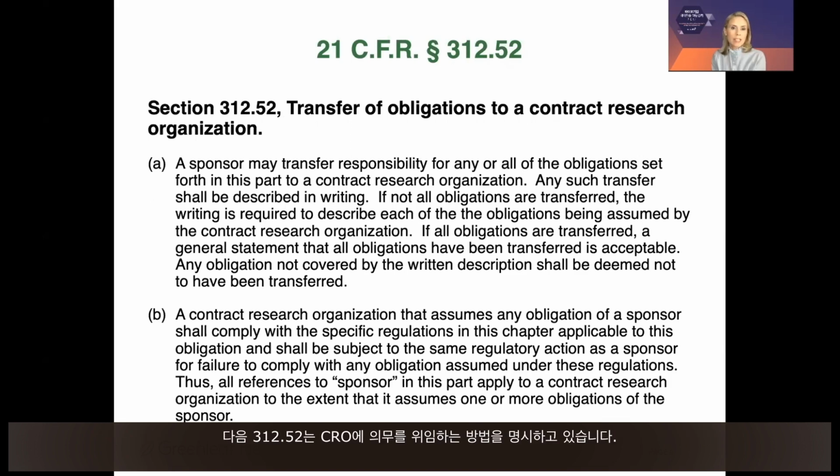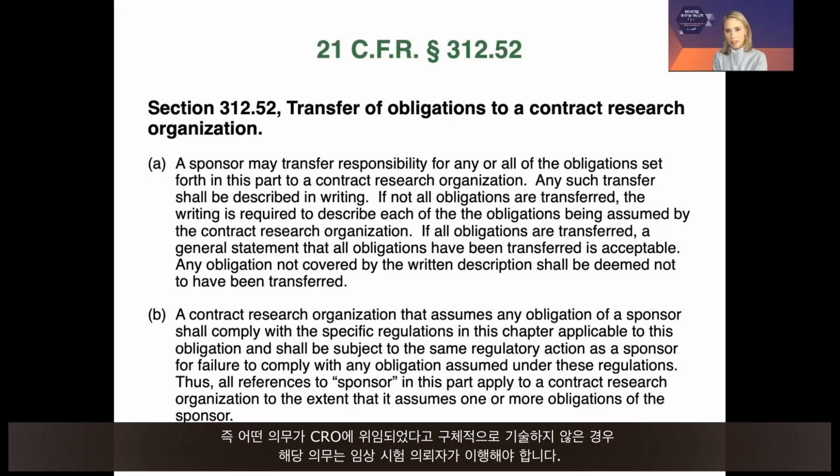And then this section, 312.52, talks about how to transfer obligations to a contract research organization. And I think it's important to remember here that the transfer does need to be written down, that it will ultimately be disclosed to FDA as part of your submission. And it's assumed that any obligation that's not covered by the written description will not be deemed to have been transferred. So if you don't specifically mention that the obligation is being transferred to the CRO, the obligation therefore stays with the sponsor.